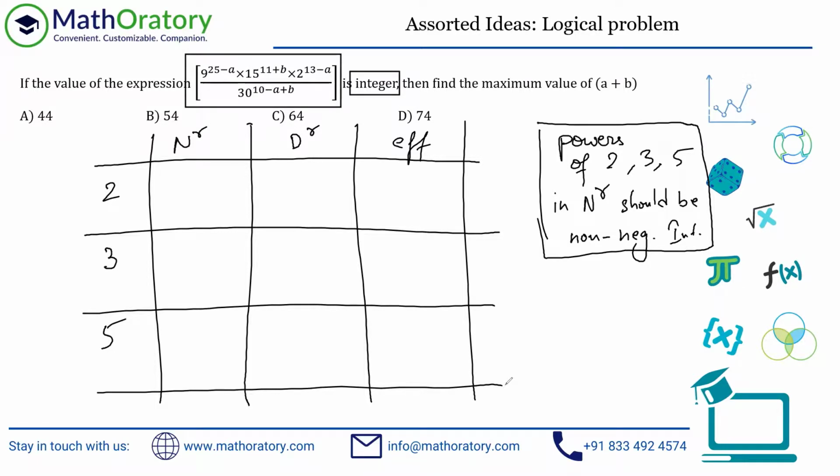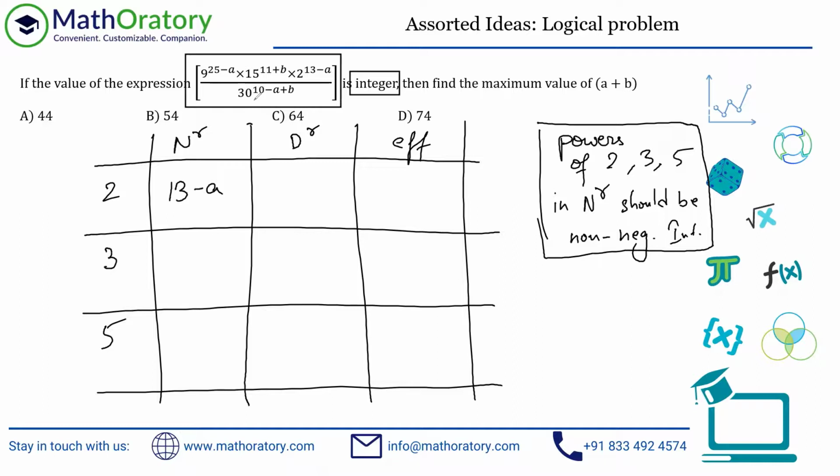So just notice separately. For the numerator part, powers of 2 first. The only thing that contributes any power of 2 is this 2, right? Neither 9 nor 15 has any powers of 2. So we'll simply have a 13 minus a from this.